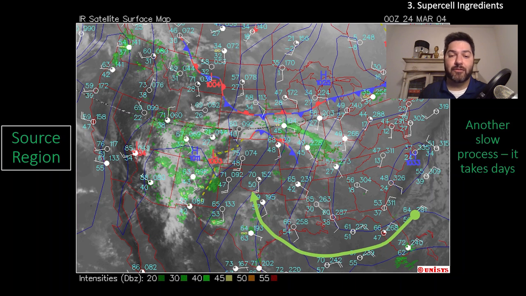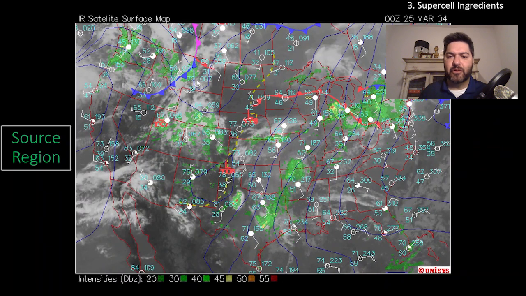So that Gulf of Mexico moisture source is not going to be as effective here in bringing high moisture content into the plains. And you can really see this play out over several days before the severe weather event. By the way, that was on March 27th, 2004.